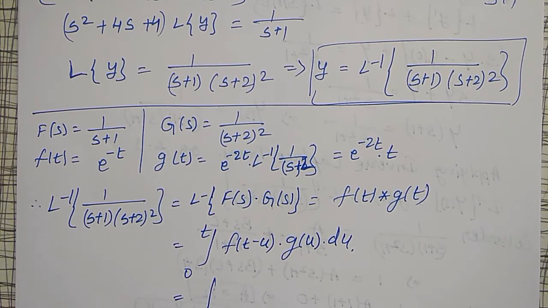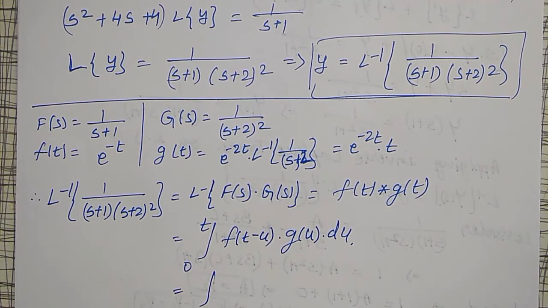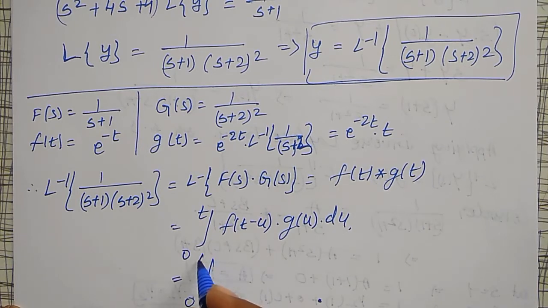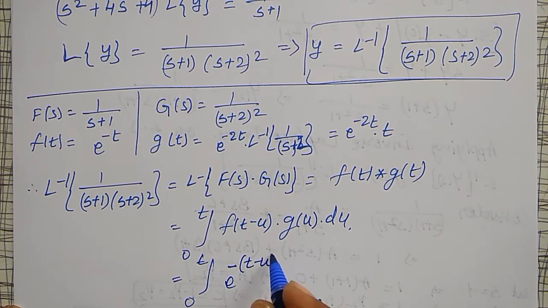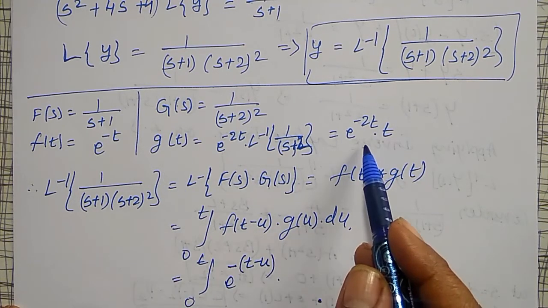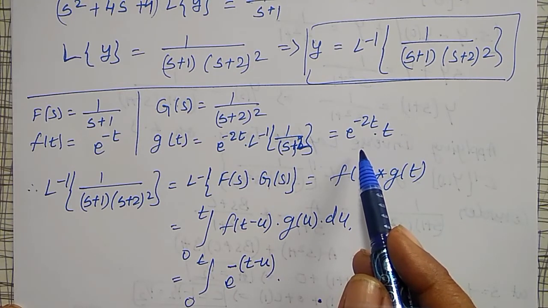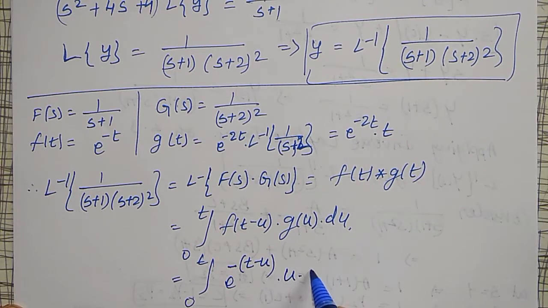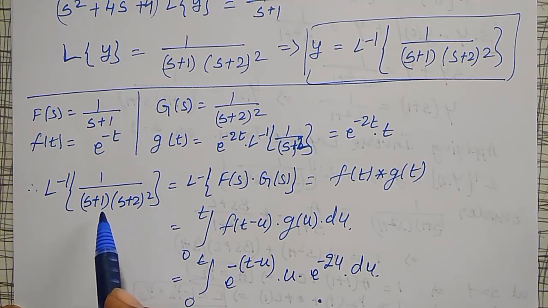What is my f of t minus u then here? F of t is e to the power minus t. Therefore f of t minus u will become integration from 0 to t e to the power minus of (t minus u) into g of u. G of t is this one, g of u is u into e to the power minus 2u du. This one I have to integrate with respect to u and evaluate.